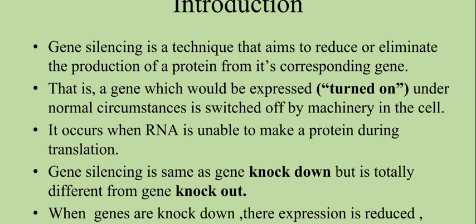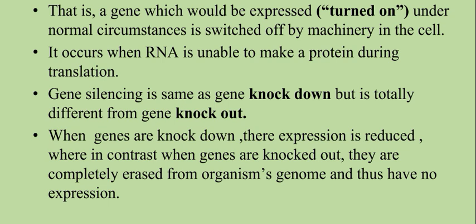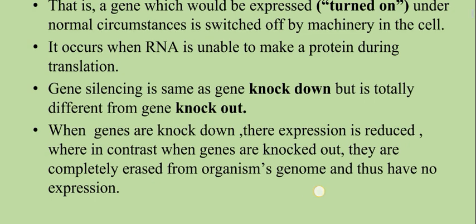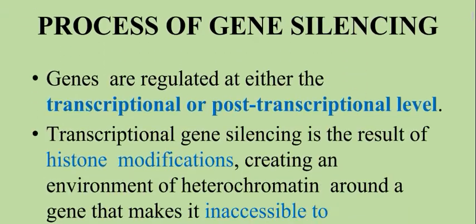That is, the gene which would be expressed or turned on under normal circumstances is switched off by the machinery of the cell. It occurs when RNA is unable to make a protein during translation. Gene silencing is same as gene knockdown, but is totally different from the gene knockout. When genes are knocked down, their expression is reduced, whereas in contrast, when genes are knocked out, they are completely erased from the organism's genome and thus have no expression.